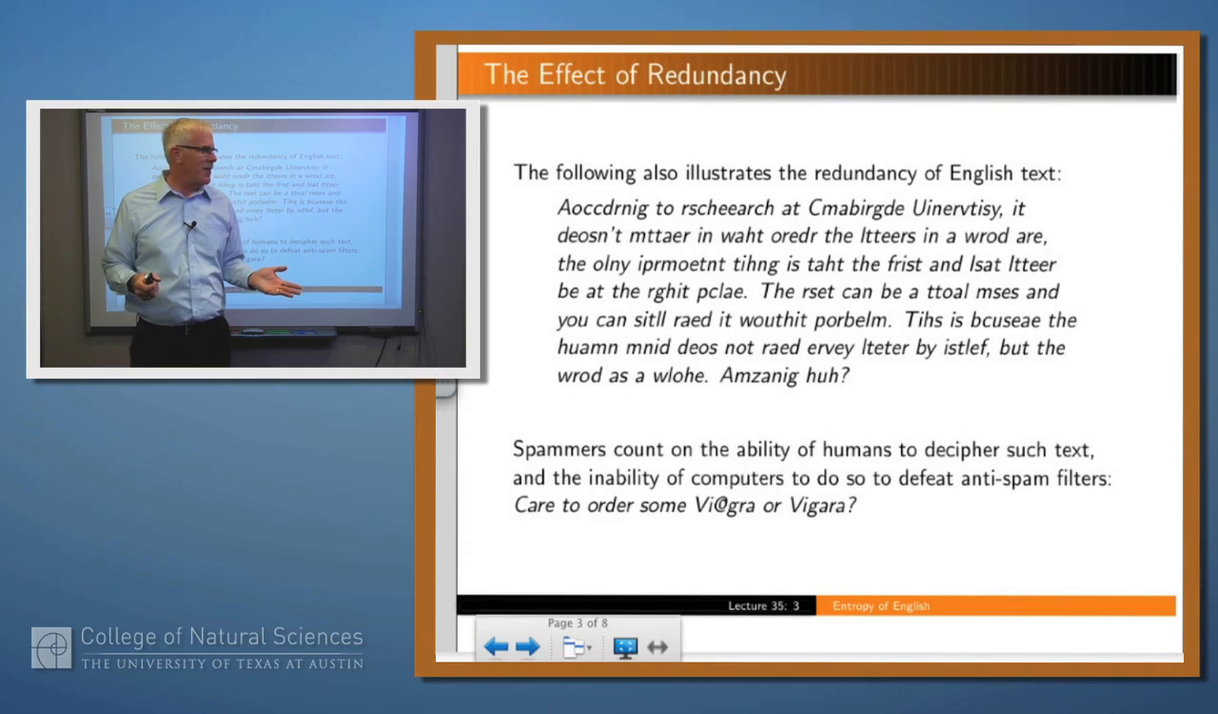Here's another one. Somebody sent me this text, and the letters are all rearranged within the words, and yet most people can still read it. So once again, that suggests that not only is the presence or absence of individual symbols redundant in some sense, but even the ordering of letters within words is redundant. And spammers actually count on this pretty heavily, because if they send you an ad for Viagra, your spam filter might get rid of it. On the other hand, if they send you an ad for Vigera or something like that, maybe it gets right through, but you know right away what they're trying to sell you.